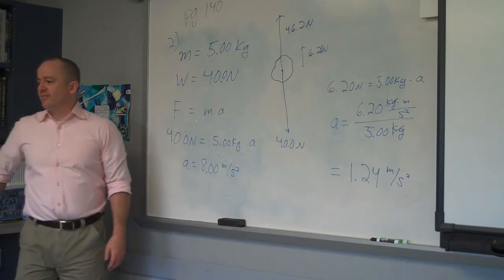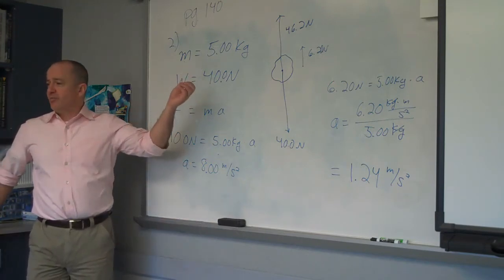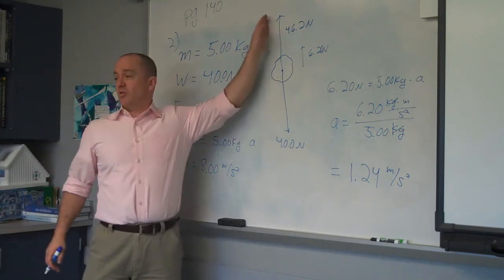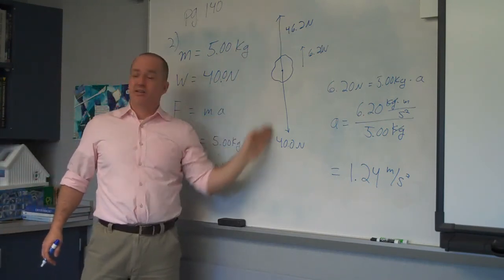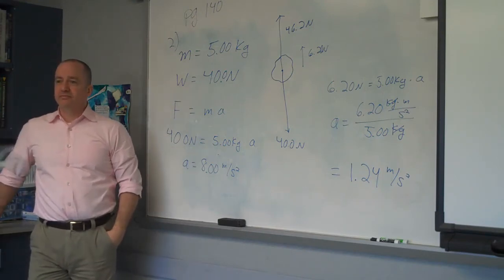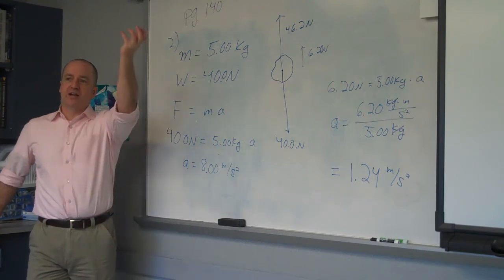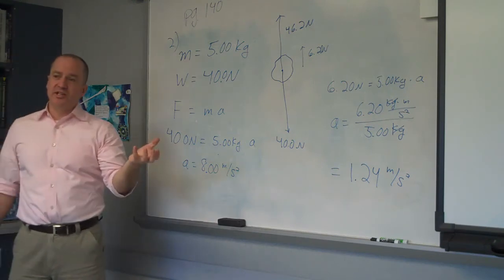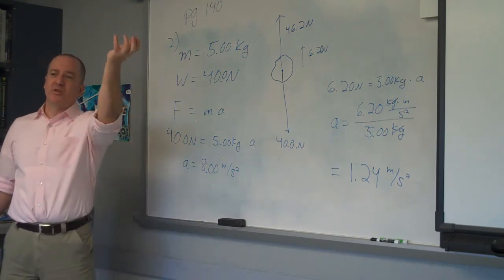Sasha, your answer of 9 point whatever would be assuming the rock was weightless, or that the total force on it was 46.2, but it's not. You've got to subtract the weight. Wait, I thought the question was you were jumping off something. No, this is just lifting a rock. The problem just said the rock weighs 40 newtons, and you're pushing up on it with 46.2 newtons.